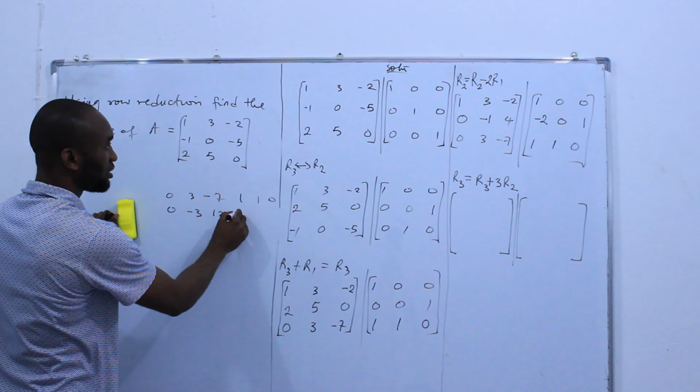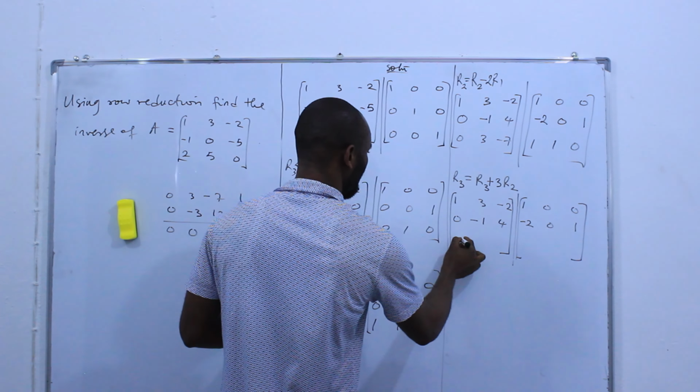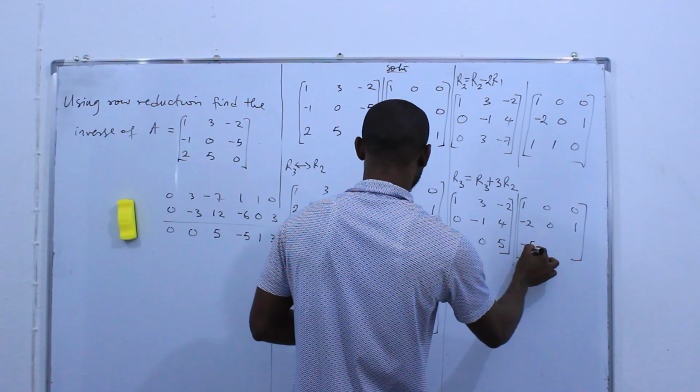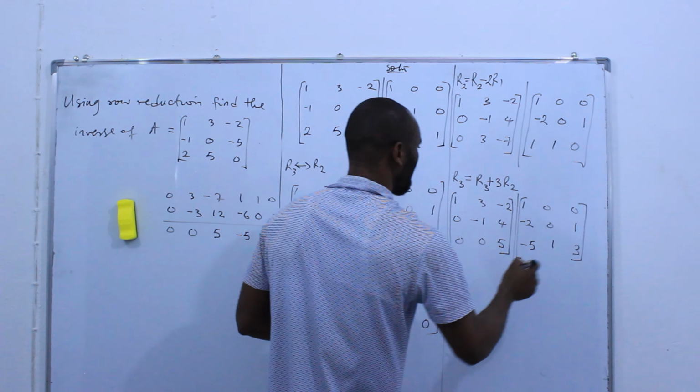So let's quickly write down the matrix. There we have 1, 3, minus 2, 0, minus 1, 4, 1, 0, 0, minus 2, 0, 1, and then row 3 becomes 0, 0, 5, minus 5, 1, and 3. Now we are progressing.